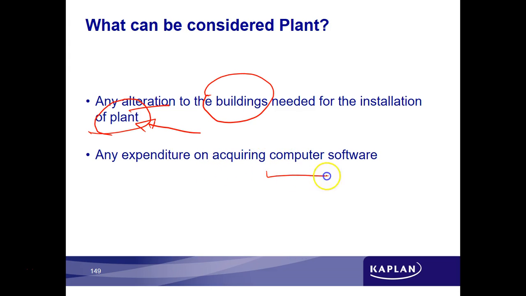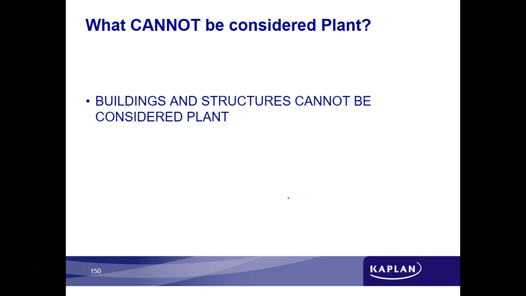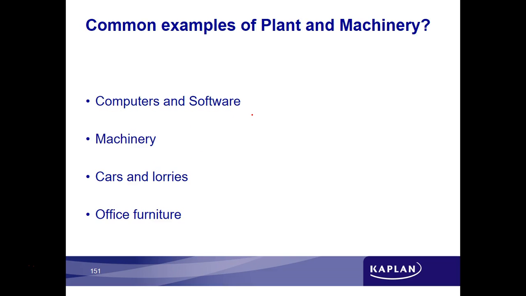And software, I guess the lobby group have come in there. So people who are buying software, acquiring software, that's considered plant, I guess because it can't be considered machinery. So that will fall under the context of plant. Again, I just highlighted buildings and structures cannot be considered as plant. So just watch out for that. And these are your typical examples.